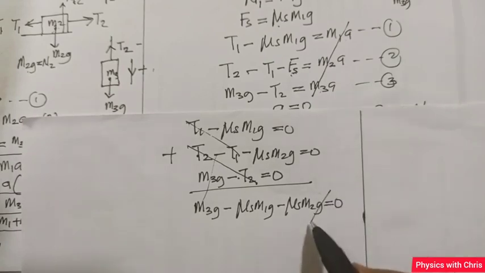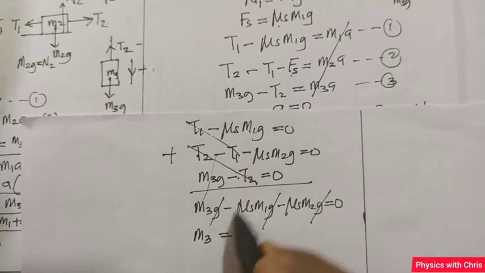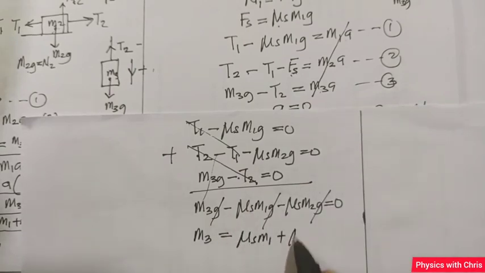G is common, so let's cancel out all the G. So I have M3, bring the others to the other side, which gives me mu s M1 plus mu s M2. I'm sure you know what mu s is. That is the coefficient of static friction.